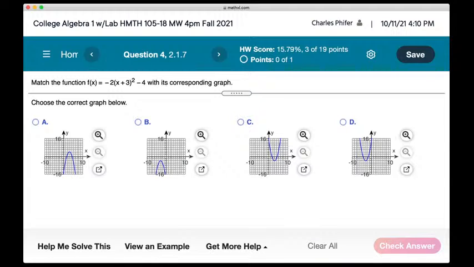Yeah, it's available, and it's only a 10% late penalty. So it's there.